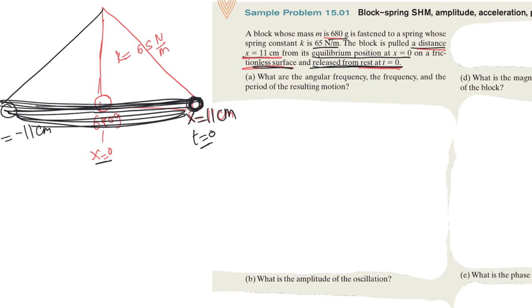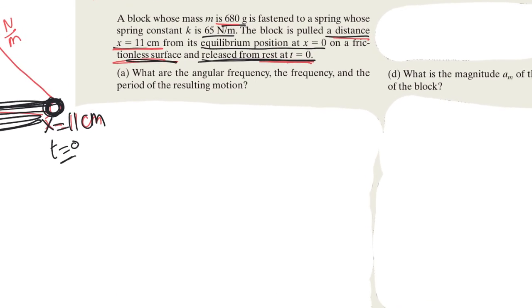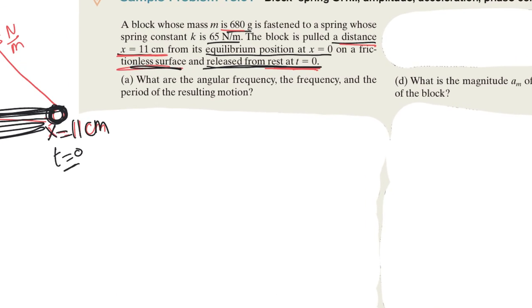So now we will start the first question. The first question is A. What are the angular frequency, the frequency and the period of the resulting motion? Okay, so the angular frequency, which is omega. Omega we know from physics 1, omega is equal to the square root of k over m. Always in the spring-block system, the angular frequency is equal to the square root of the spring constant divided by the block mass.